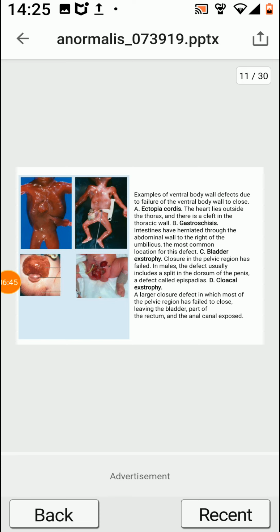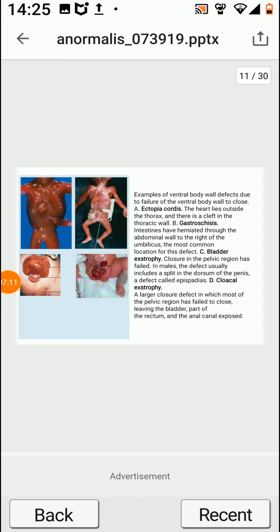For the first image, you're having an abnormality known as ectopia cordis. Ectopia cordis arises when the ventral body wall, the lateral folds, fail to approach each other along the midline to fuse. So what happens? You're going to see that the heart lies outside, and you're going to see a big cleft in between the thorax.